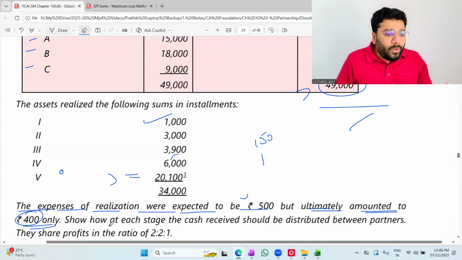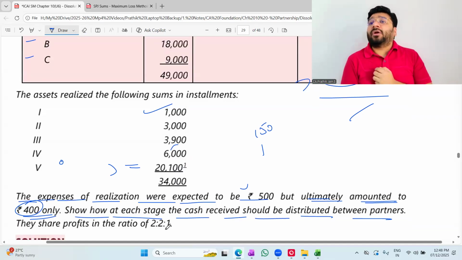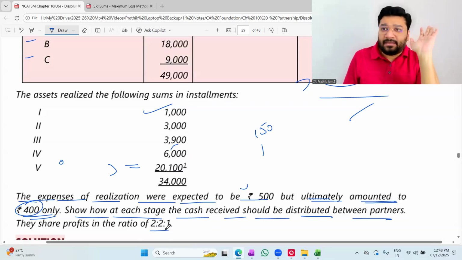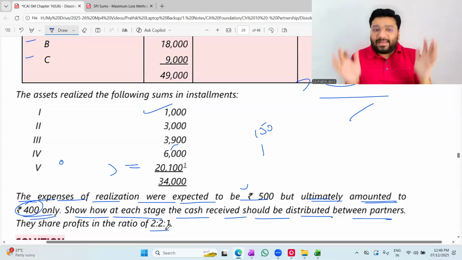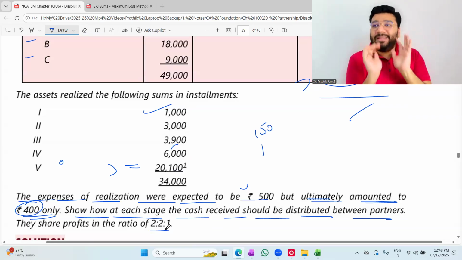Show how at each stage the cash received should be distributed between the partners when the profit sharing ratio is 2:1. They are not asking you to prepare the realization account, nor the capital account, nor the loan account, nor the cash account. We will prepare that, but the purpose of this question is not to test all that. That you know, so they will not test it. They want to see the working note. So this entire calculation, what I taught you in the last class, is just a working note, and from this data only, you will pass the entry.